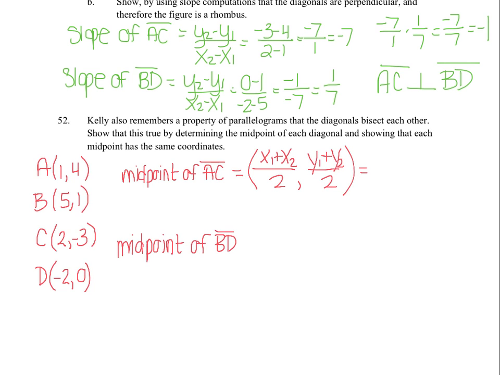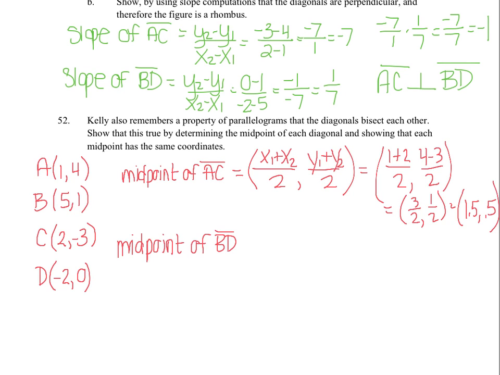So for AC, we have 1 plus 2 over 2 and 4 minus 3 over 2. This is going to simplify to 3/2 and 1/2, or 1.5 and 0.5. So that is our midpoint for the diagonal AC.